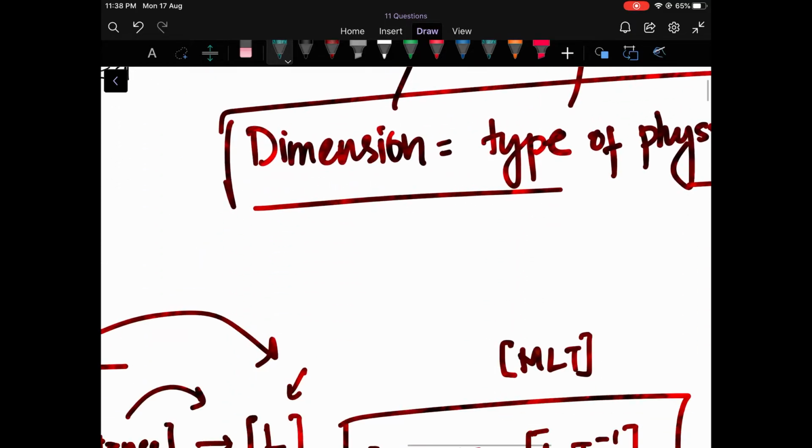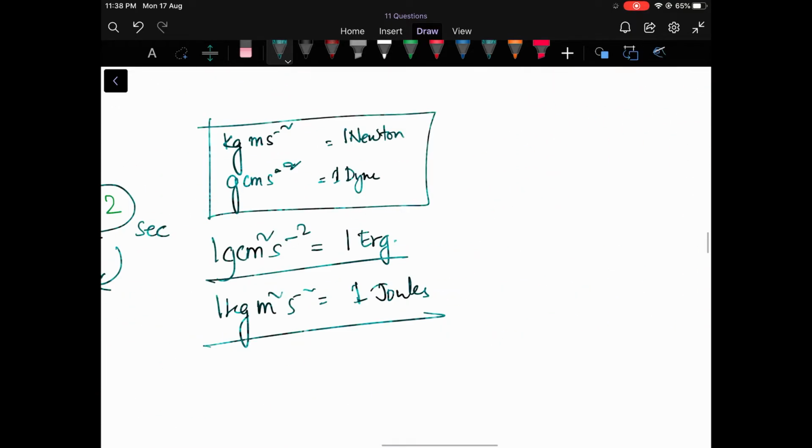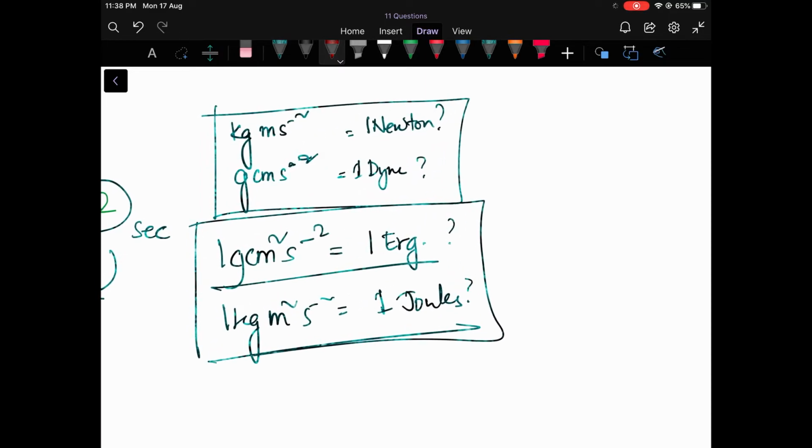So you need to remember what is 1 newton, what is 1 dyne, what is 1 erg, and what is 1 joule. And very soon you're going to see a relation between them because they are 2 different units in 2 different systems, so they must be related. Since your kg is related to your grams, meters related to centimeters, your newton will also be related to your dynes, and same thing with your ergs and joules.